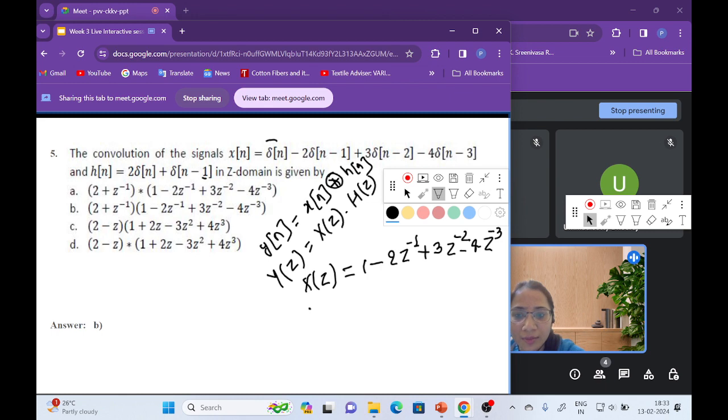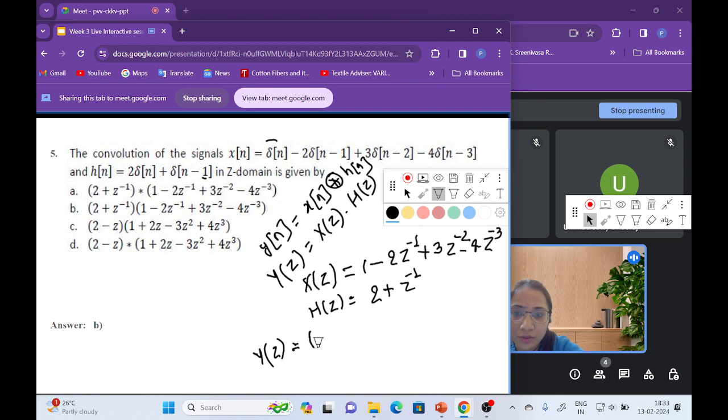Okay. Similarly, the z transform of h of n is represented as h of z. H of z is equal to 2 del of n, the z transform of del of n is equal to 1, plus z inverse. What will be the y of z? Just the multiplication of these two signals.